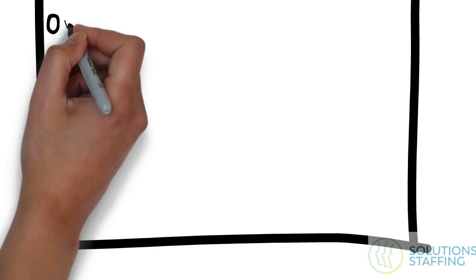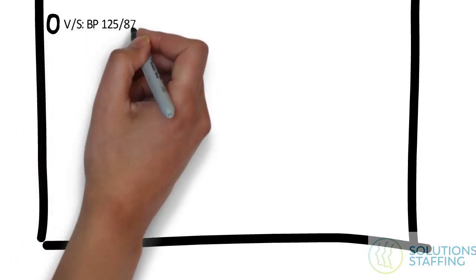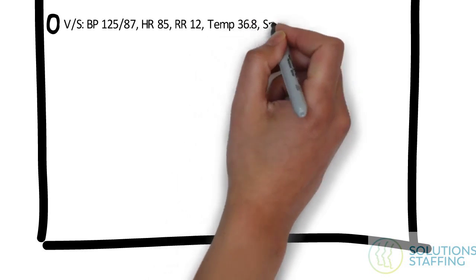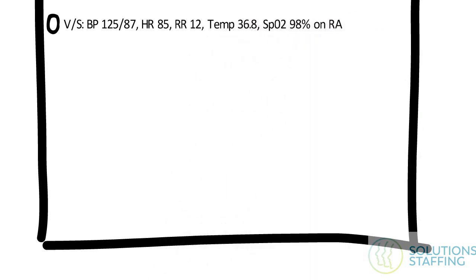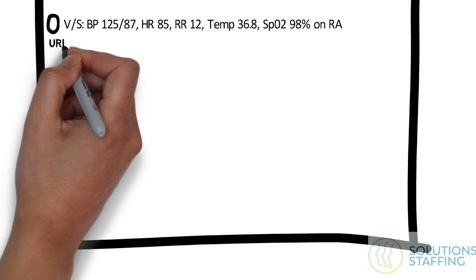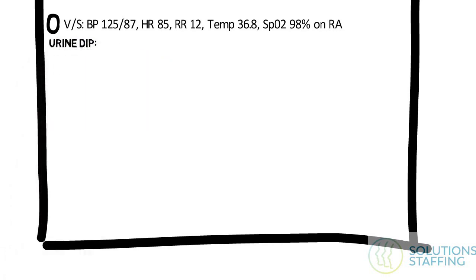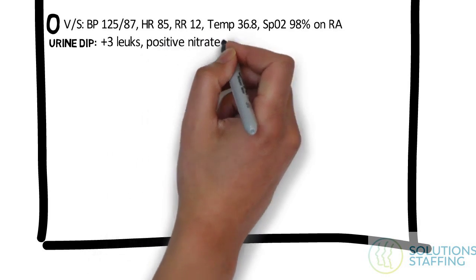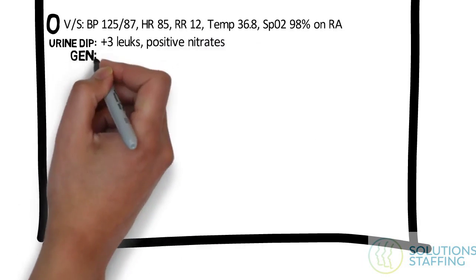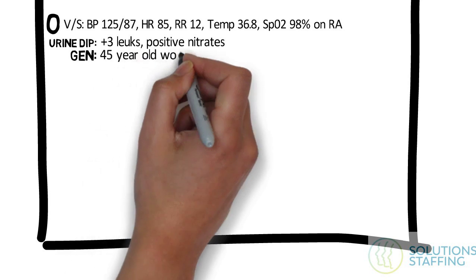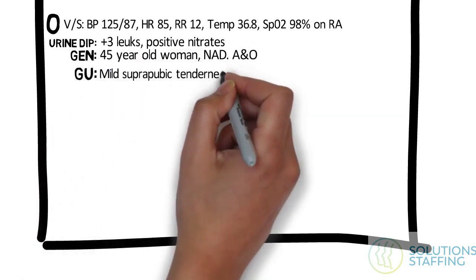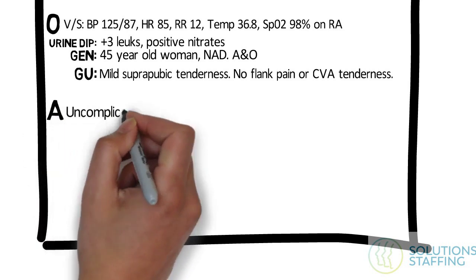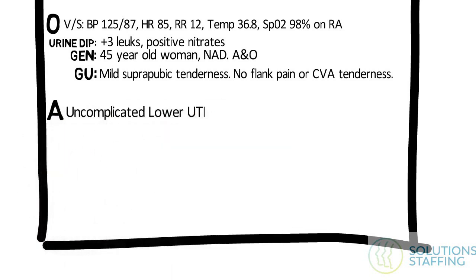For your physical assessment, you note that she has a blood pressure of 125/87, a heart rate of 85, resp rate of 12, temp of 36.8, SATs at 98%. You dip her urine and find +3 leuks and positive nitrates. She has mild suprapubic tenderness, but no flank pain or costovertebral tenderness. You decide that she has a lower UTI.